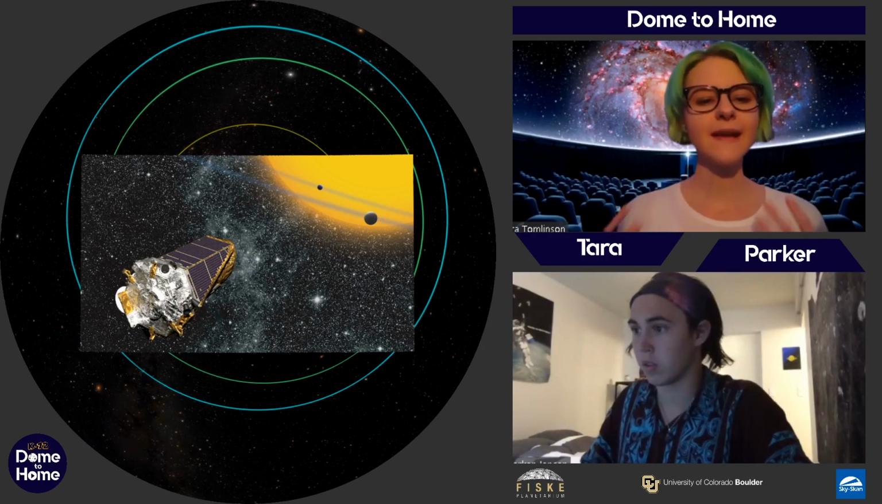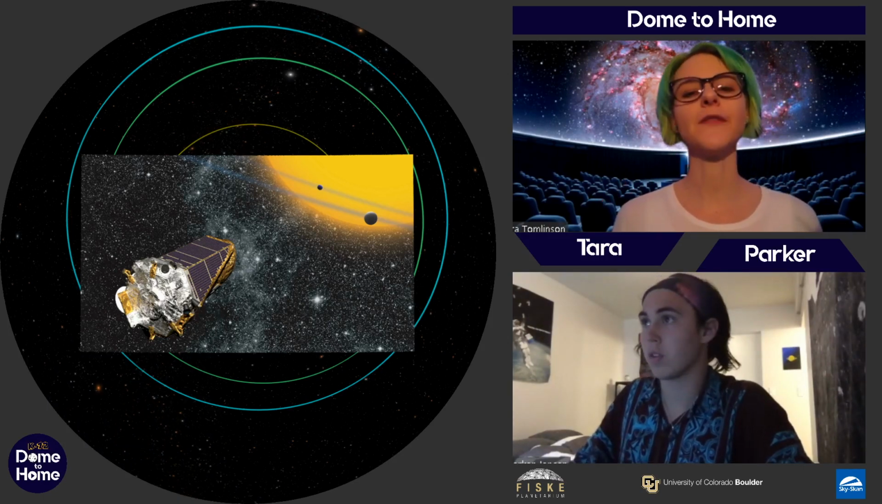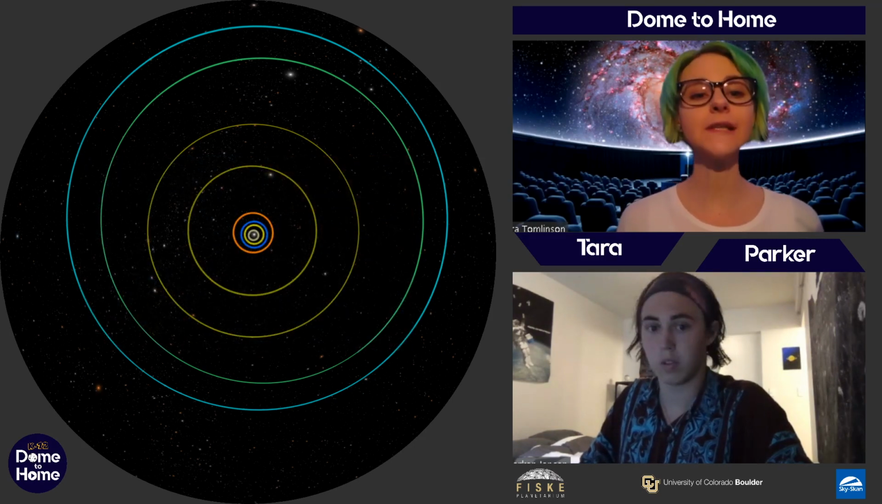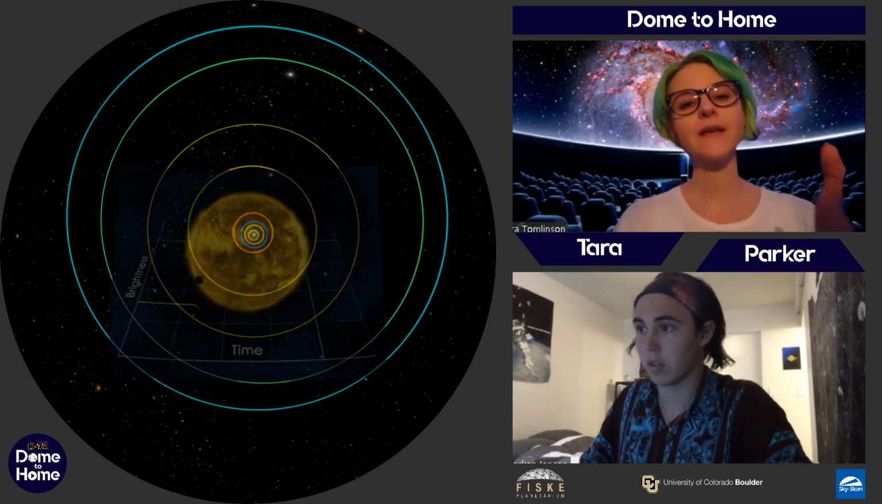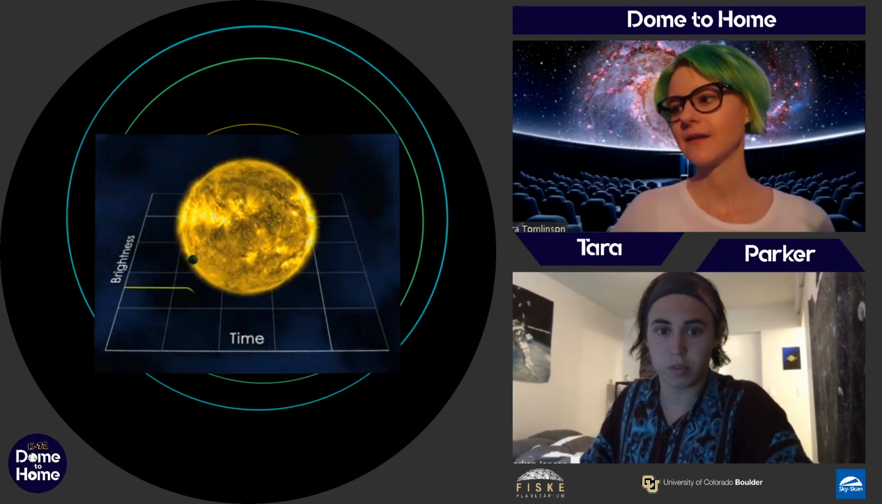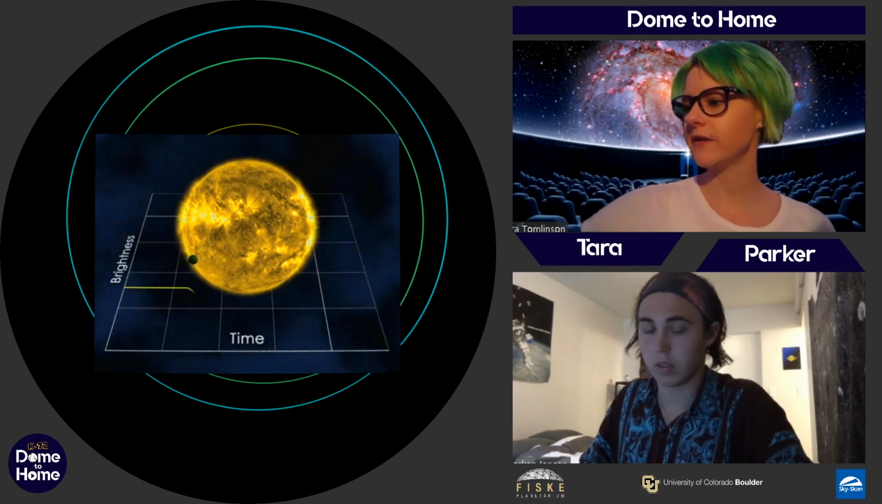What Kepler did instead was use something called the transit method. And he's basically looking for little eclipses. So he'll point at a star and wait for a planet to pass in front of it, like you see here on this GIF here.